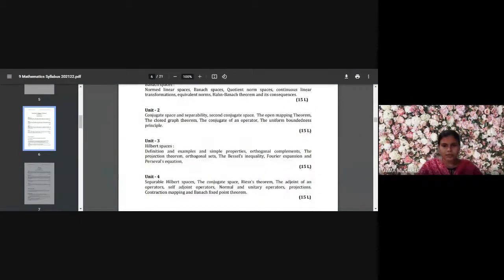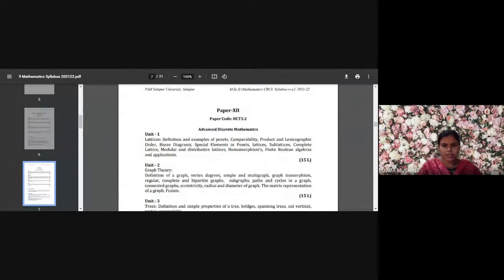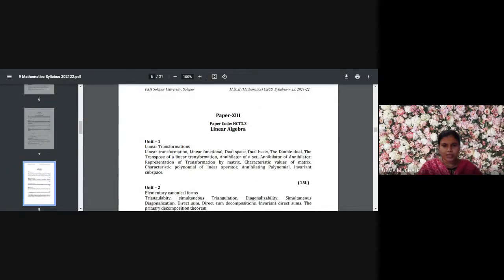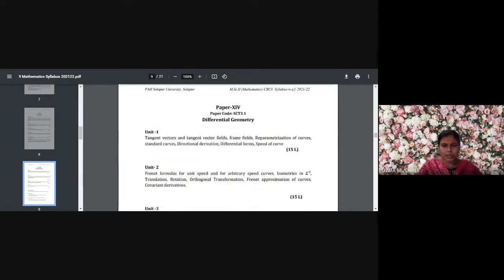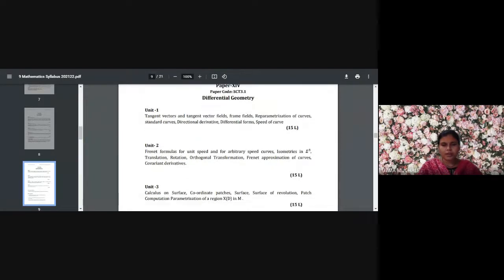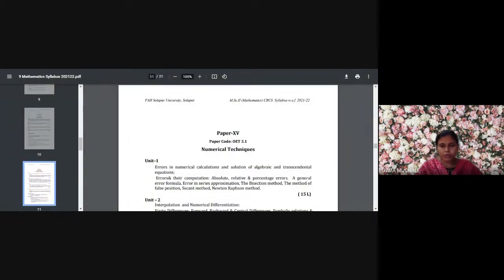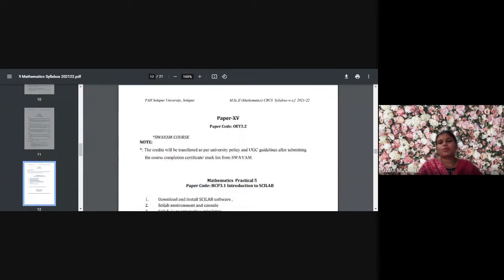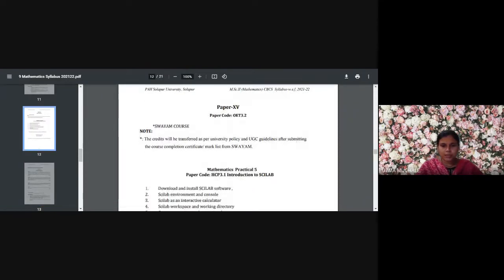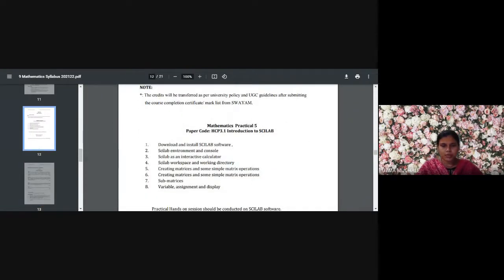The first one is Functional Analysis, the next is ADM, the next one is Linear Algebra, and this is SAT 4.3.1. This I am going to teach you in this semester, that is the Differential Geometry paper. The next one is Fuzzy Mathematics, which is optional for Differential Geometry. This is not for you people. It is a paper we are going to offer. And you can see here the syllabus for our Scilab.